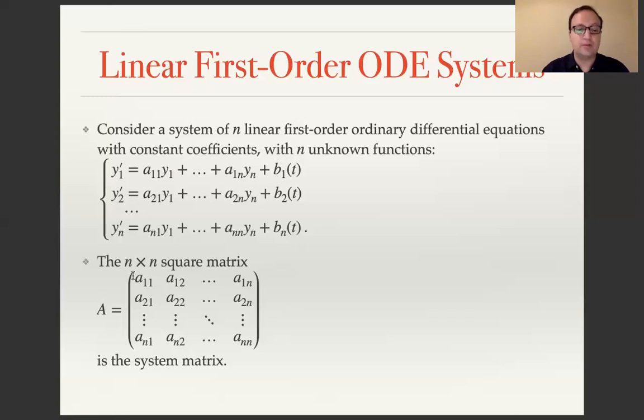The matrix formed by these coefficients, which we call capital A, is the system matrix, also called the coefficient matrix. And it is a square matrix because we have n lines, so one line for each equation, and n columns, one column for the coefficient of each unknown function in each equation.